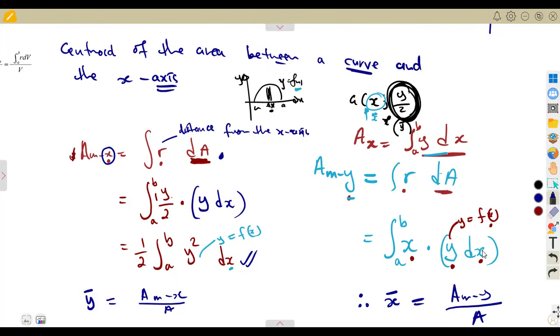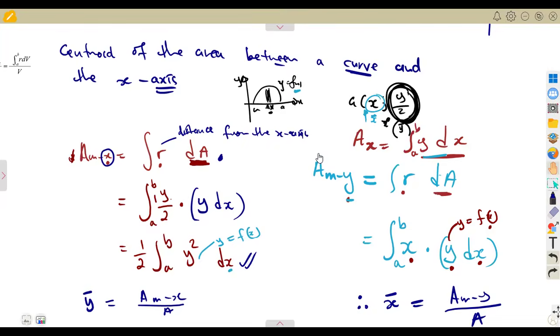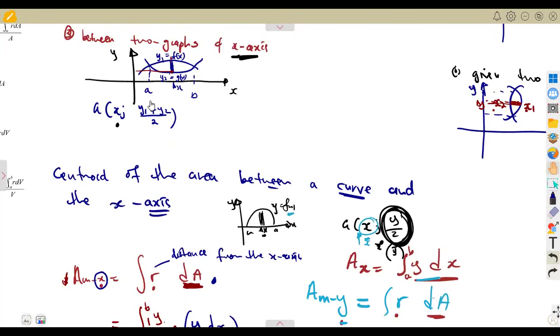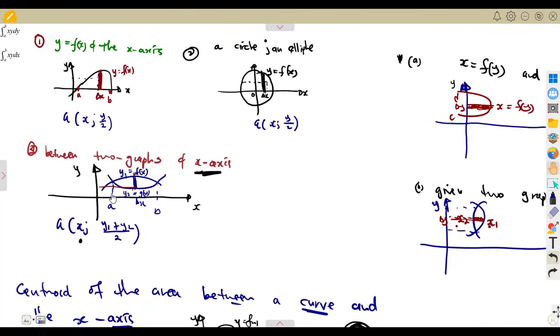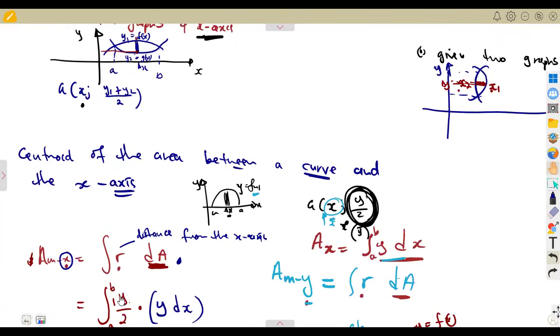I'm not going to talk about all these curves. There are so many things that you can consider. What I simply need you to do is to work with more questions. What we're going to do is to also consider when it is between two given curves, still on the x-axis, because here we considered between the curve and the x-axis. For the area moment for x, it is going to take what? r dA, which is the distance from the x-axis.